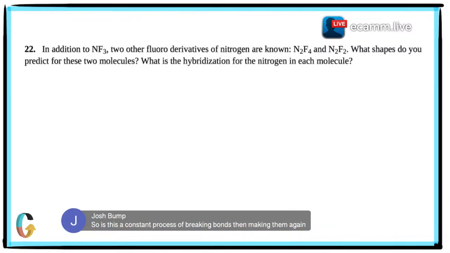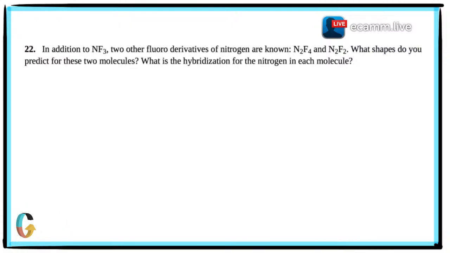He says, so is this a constant process of breaking bonds, then making them again? The answer is yes. If you do have delocalization and you do have resonance, the process is going to keep going on and on of breaking and making the bonds so that those charges, the negative charge, can be distributed between the atoms. Awesome. Okay, so let's do shapes now.